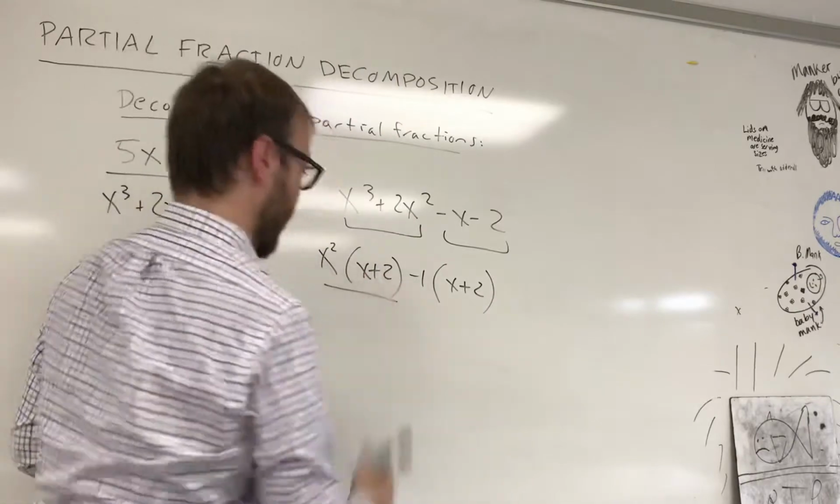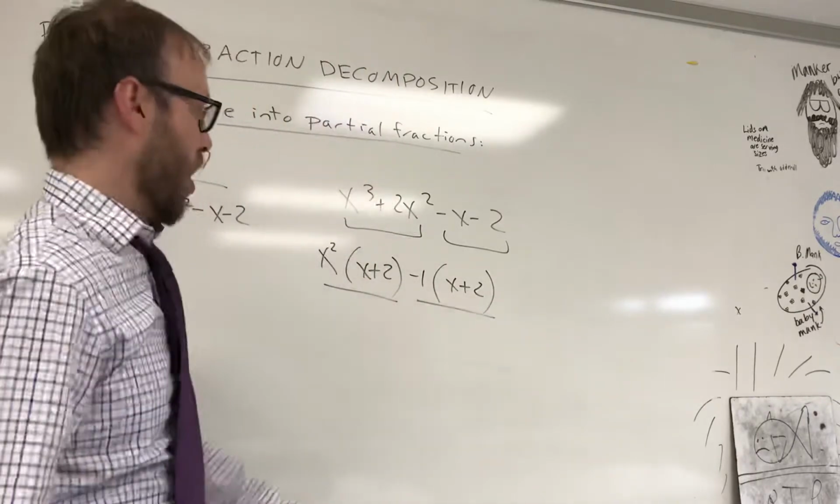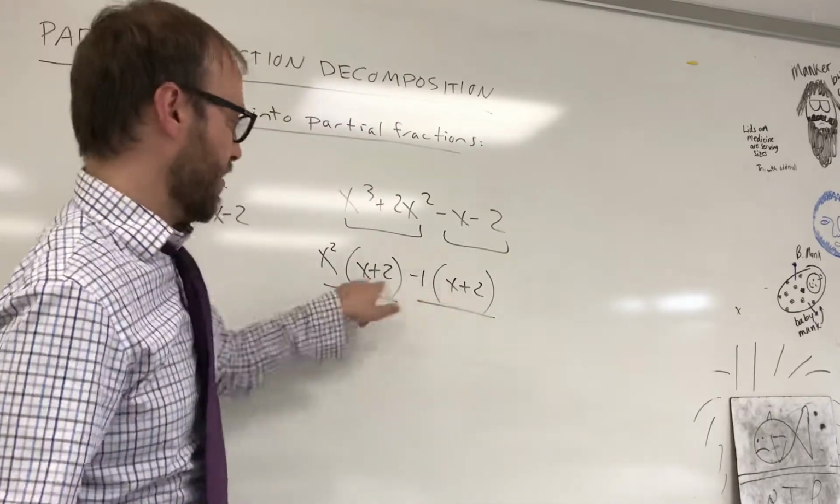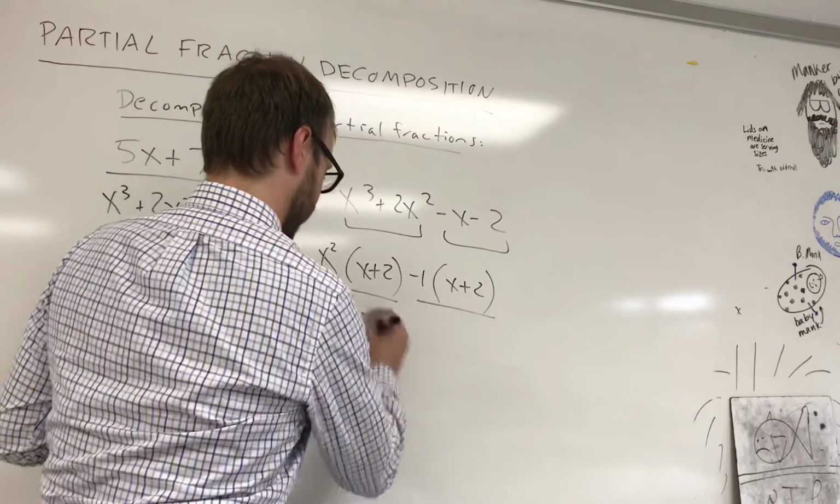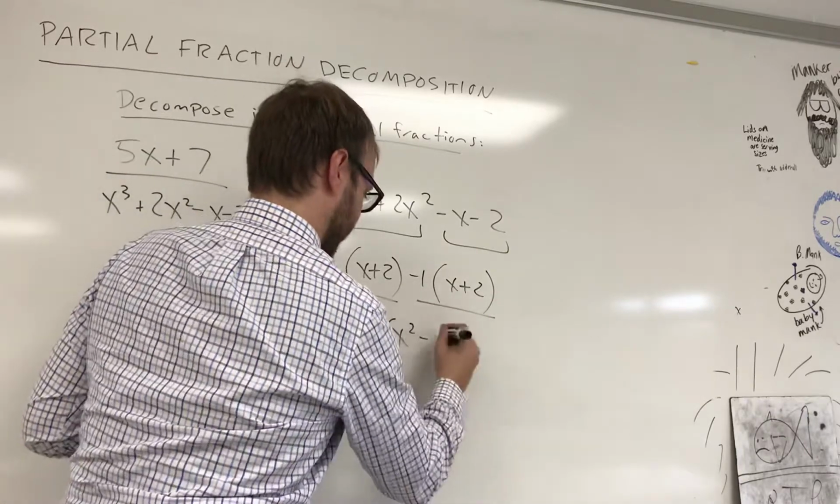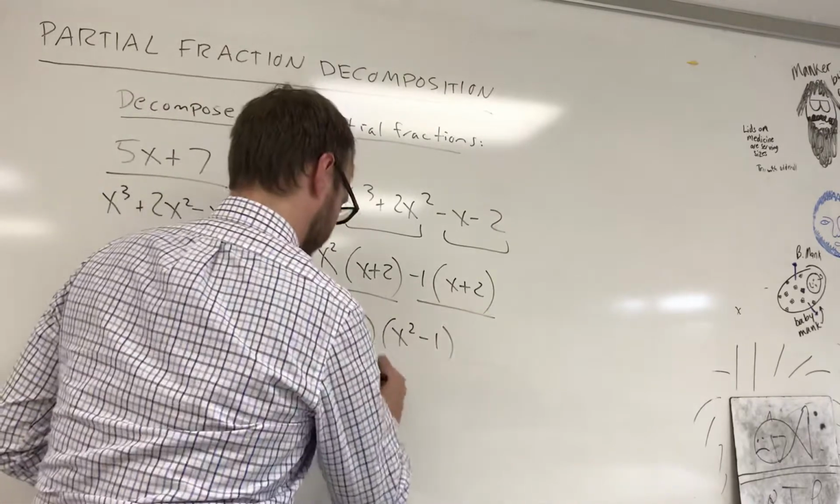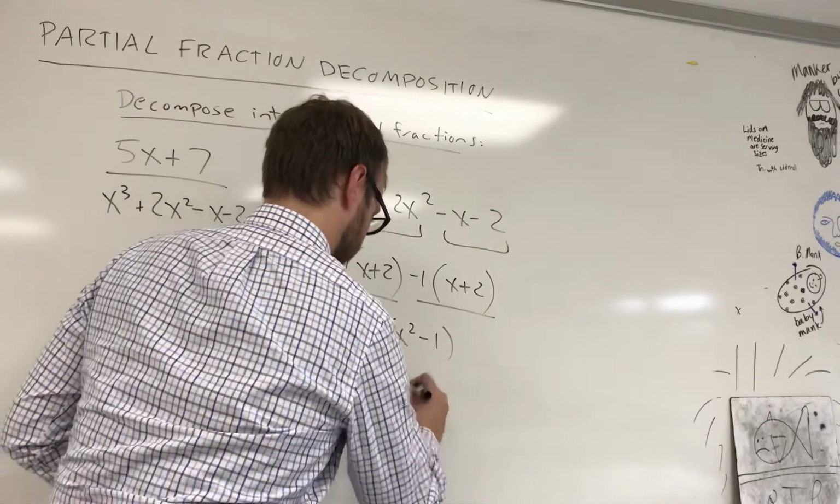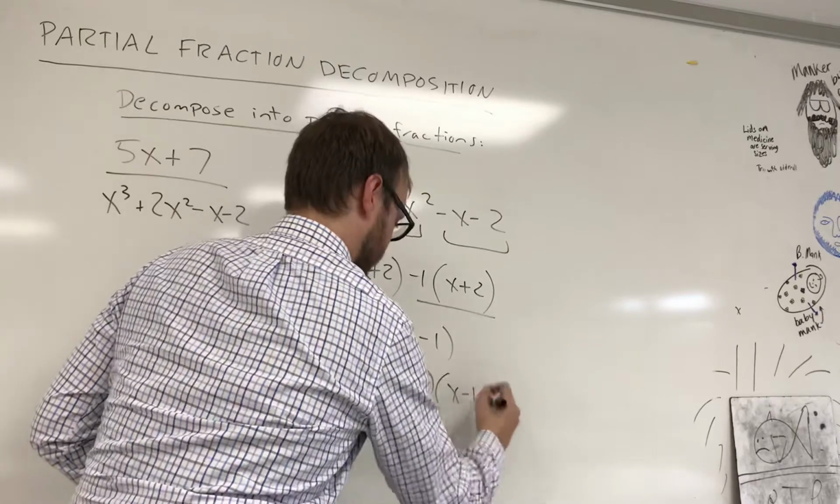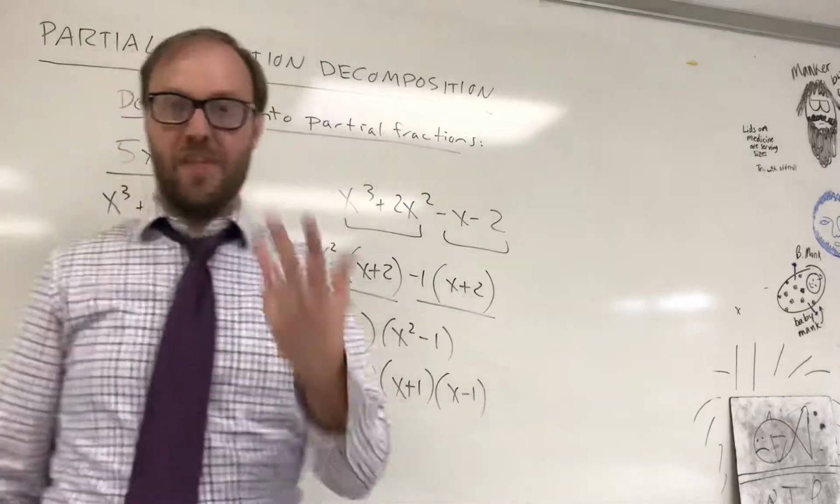Now I have this term minus this term. Notice both of those have a factor of x plus 2. I can factor out the x plus 2, and I get an x squared minus 1 left. That's a difference of squares. And so my factorization is the quantity x plus 2 times quantity x plus 1 times quantity x minus 1. Okay, that's going to be the factorization.